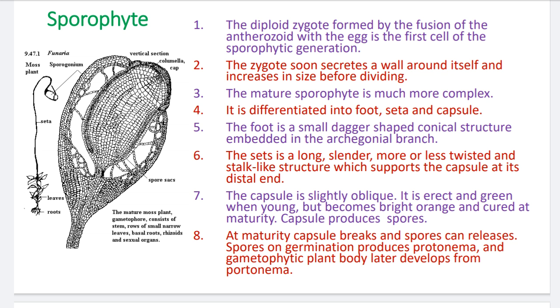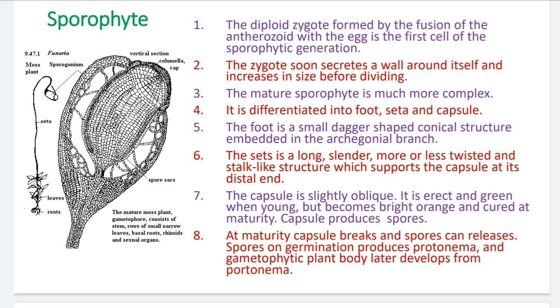Number 3. The mature sporophyte is much more complex. Compared to Hepaticopsida and Anthocerotopsida, in mosses, in Bryopsida, the sporophytic structure is more complex. Number 4. It is differentiated into foot, seta and capsule. In the case of Riccia, we observe the sporophytic structure having only a capsule, but in Funaria, these three structures are present: foot, seta and capsule.